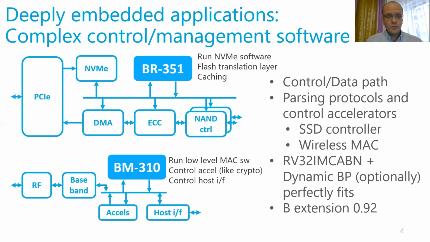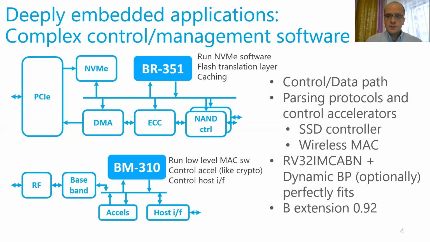Note that for the B extension, we support the draft specification. As you know, it's currently version 0.92, but we support it in tools. We committed to support it at CloudBear, and it helps our customers get more performance over their base RV32IMC configuration in the mentioned applications.